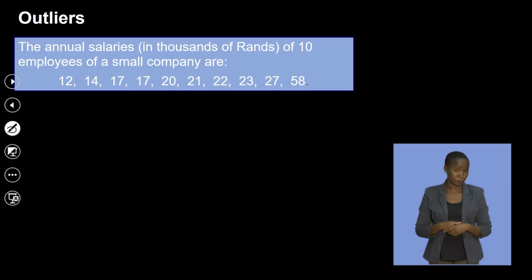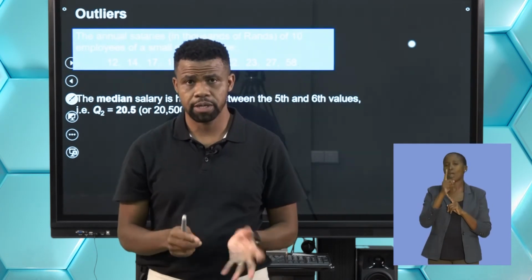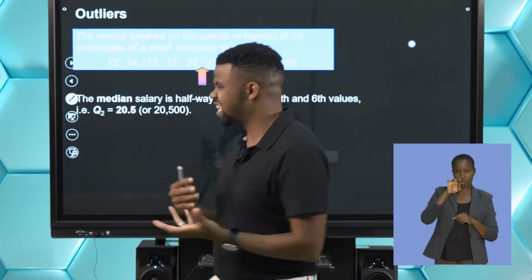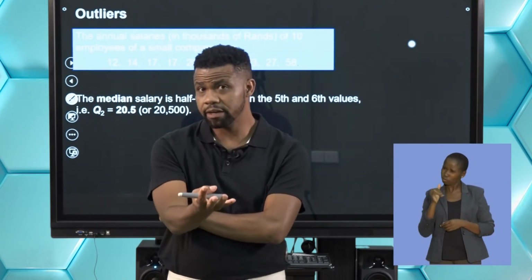So let's look at the data. The annual salaries in thousands of rands of 10 employees of a small company are 12, okay, so it's 12,000, 14,000, 17,000, and so on. From the data, let's find the median. Let's find our quartiles, Q1, Q2, Q3. But before we do that, look at that. Can you tell which one is an outlier? By just guessing. Can you tell which is an outlier?